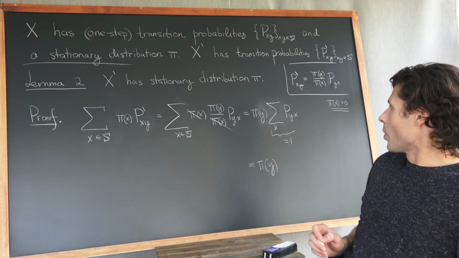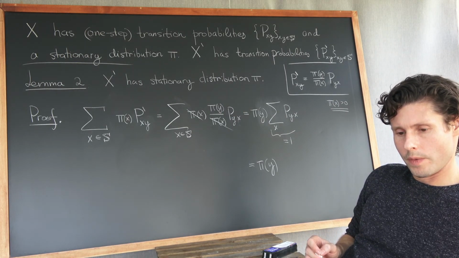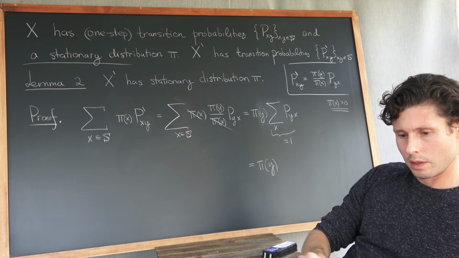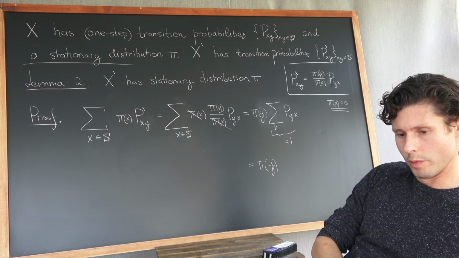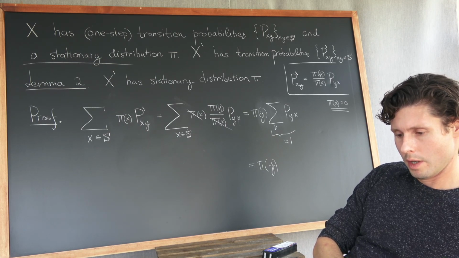And so X prime has the same stationary distribution as X. So things are getting a little bit more mysterious. So now let's see what the third lemma has to say about all this.